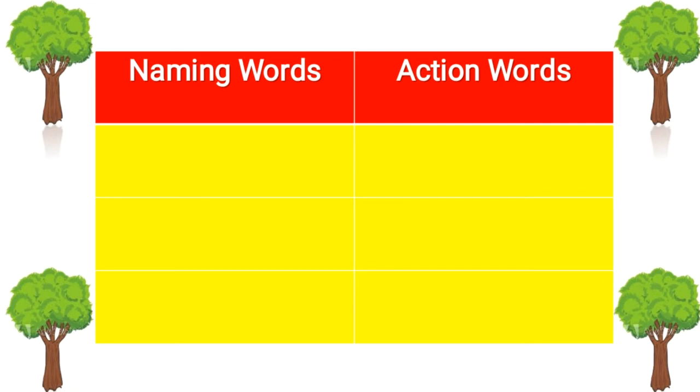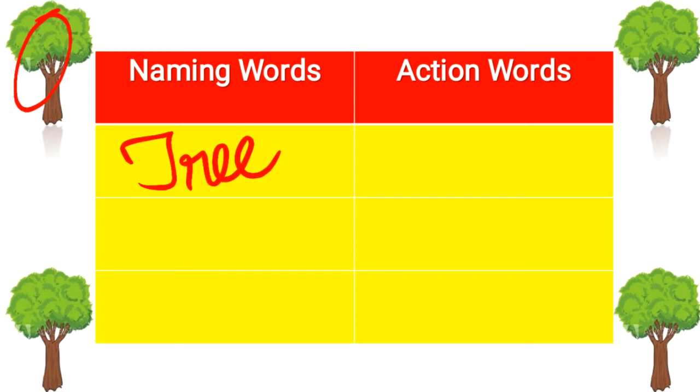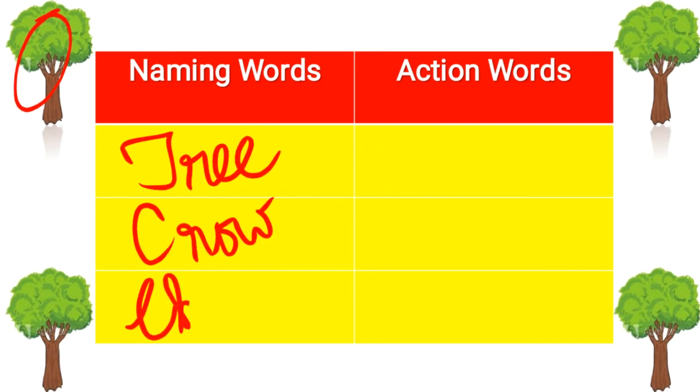Okay, so can I give some example? Naming words. Yes, what's the name of this picture? Yes, tree. Okay. This is how you should write. So for example, you are asked to write any naming words. You should write the name of something. So this is tree and crow. Yes, for example, you can write your name also. If your name is Charu, you can write Charu. So these three are naming words that I have written.